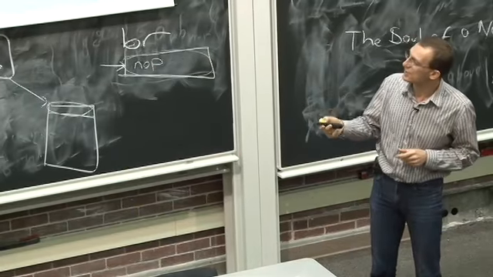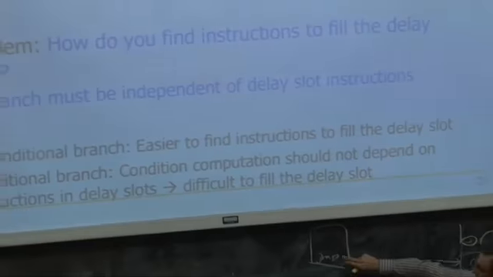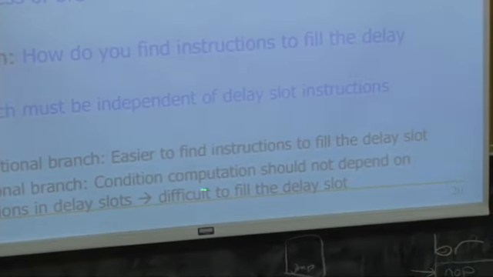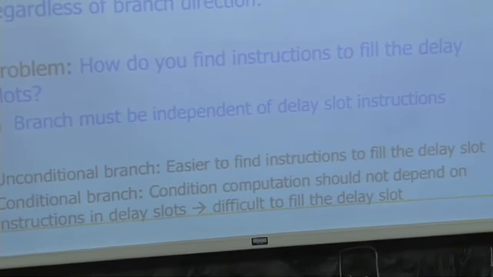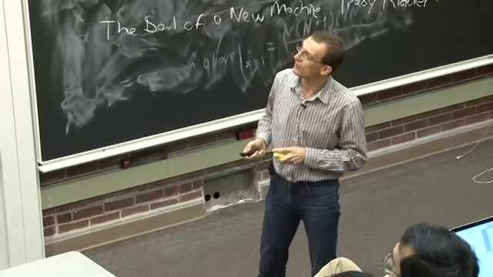If it's a conditional branch, well, there's no condition in this case, basically. You're not going somewhere else. But if the branch is a conditional branch, now the condition computation should not depend on the instruction in the delay slot, right? Which makes it difficult to fill the delay slot. Let's take a look at how this works.